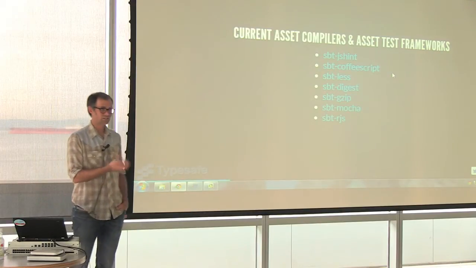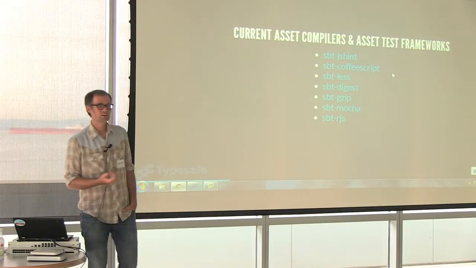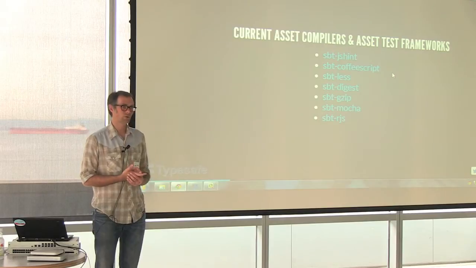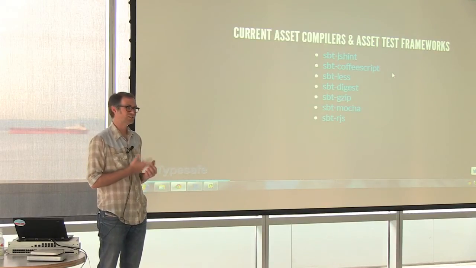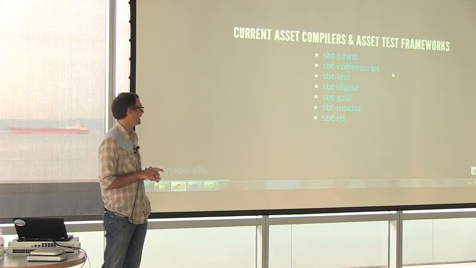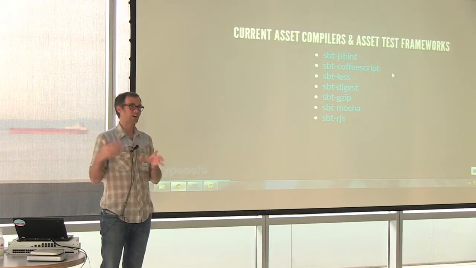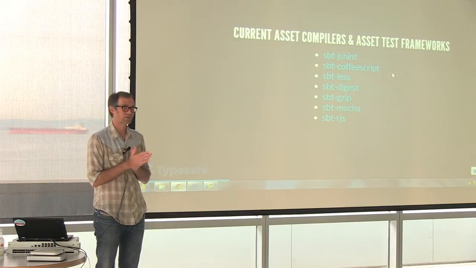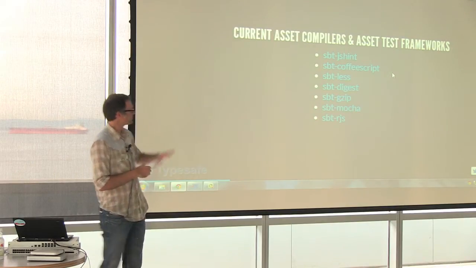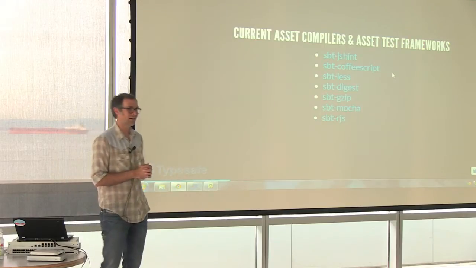And then RJS is the abbreviation for require.js. So require.js is what now gives us concatenation and uglification, the minification, and then the ability to specify client-side dependencies and have those managed in the browser for us through require.js. So those are the current ones that we've been working on.